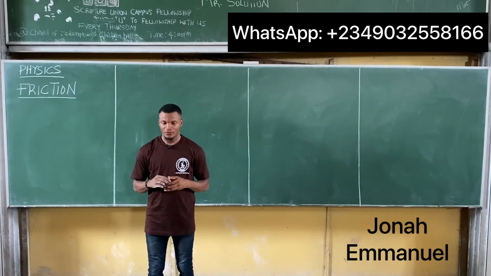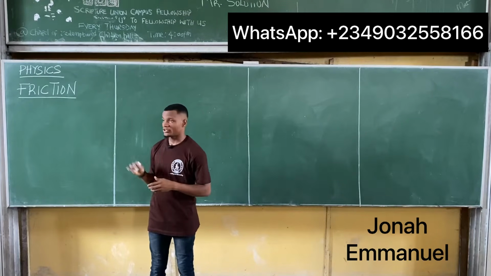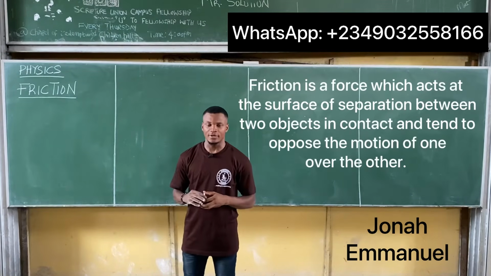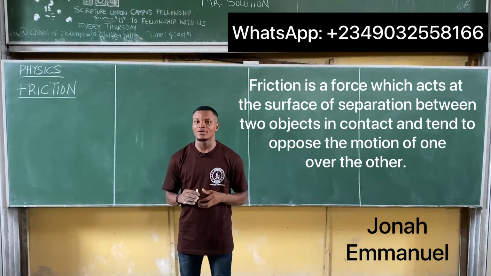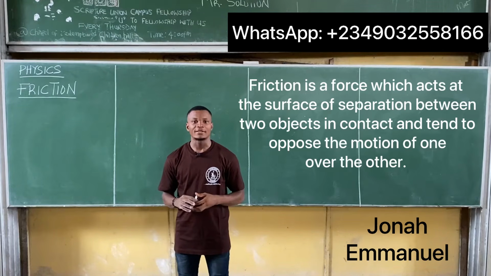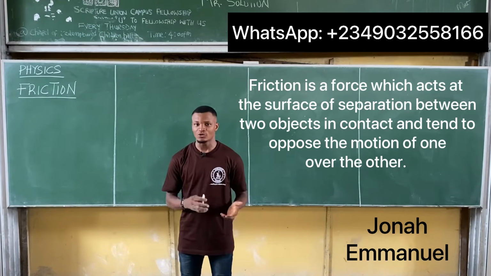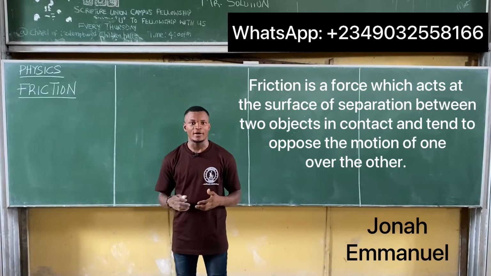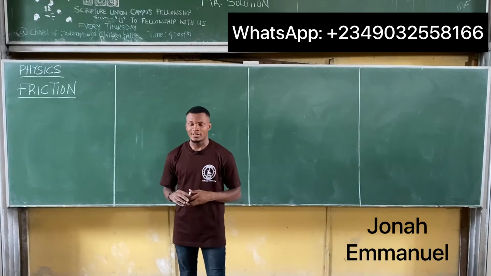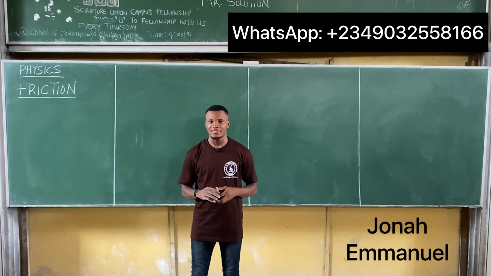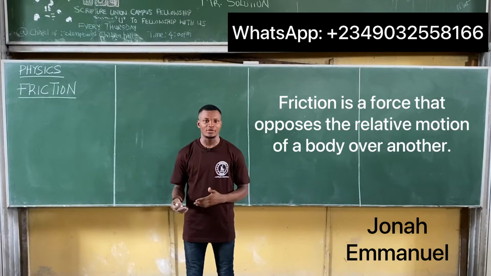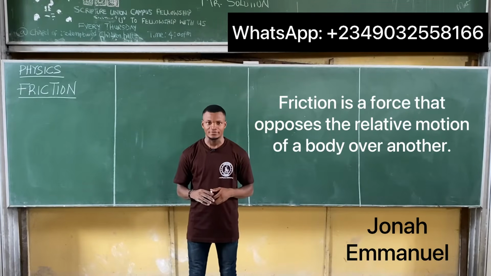Today's class, we'll be treating friction. By definition, friction is simply a force that acts at the surface of separation between two bodies and tends to oppose the motion of one body over the other. That's your definition for friction. Alternatively, we can define friction as a force that opposes the relative motion of a body over the other.